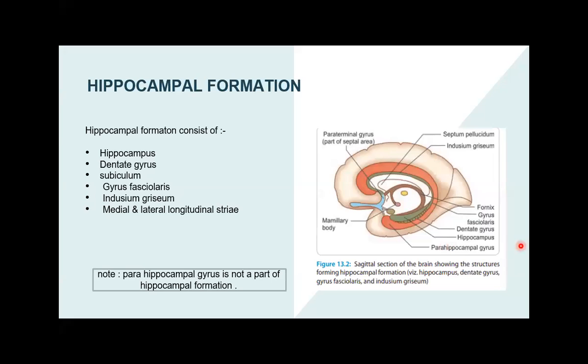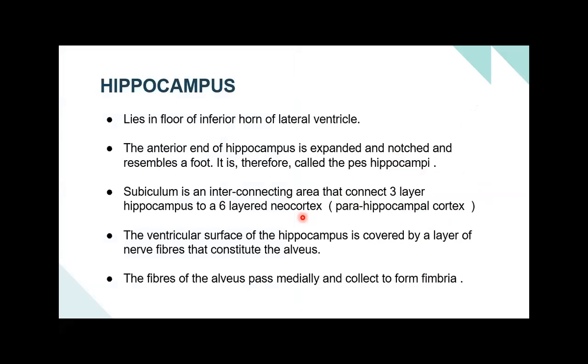Now the hippocampal formation. The hippocampal formation consists of the hippocampus, dentate gyrus, subiculum, gyrus fasciolaris, indusium griseum, and medial and lateral longitudinal striae. The point to remember is that the parahippocampal gyrus is not a part of the hippocampal formation. The hippocampus lies on the floor of the inferior horn of the lateral ventricle in the temporal lobe. The anterior end of the hippocampus is expanded and notched and resembles a foot, and it is called pes hippocampi.